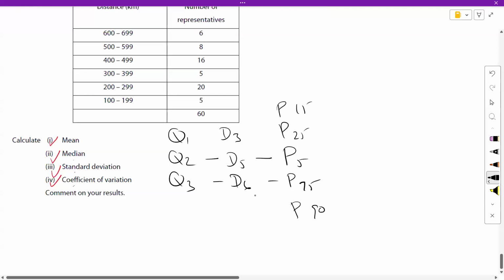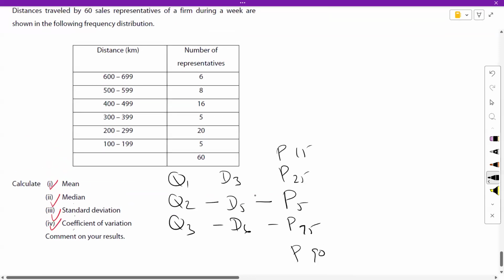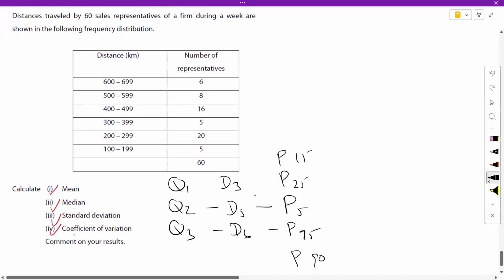Right, so this is the exercise. Please take a screenshot and calculate.